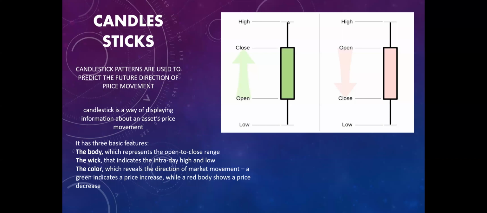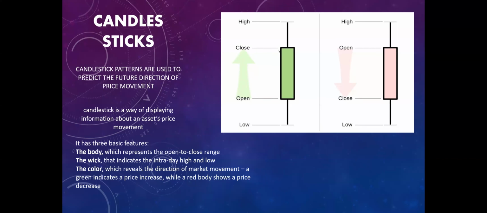Then we have the wicks. These are the wicks, the one on the top. The wicks indicate the intraday high and low. And this candle situation means we opened right here. At some point, the sellers pushed it all the way down here, then it was pushed all the way up back there. Then it closed right here.